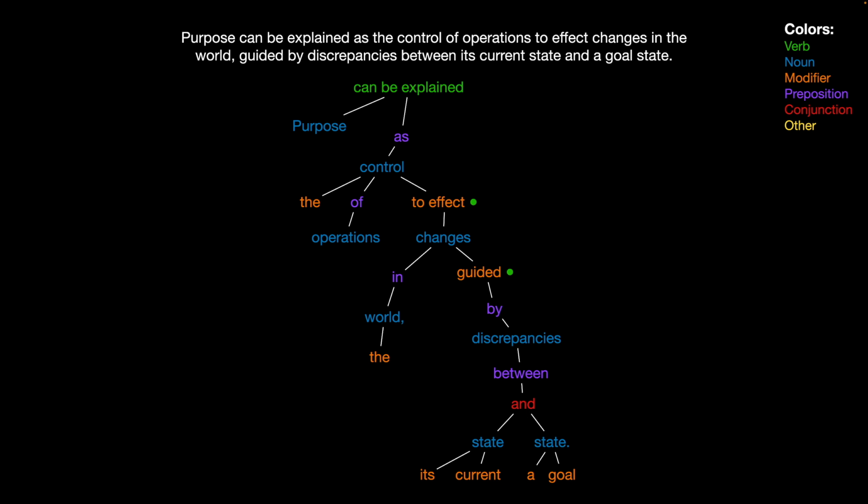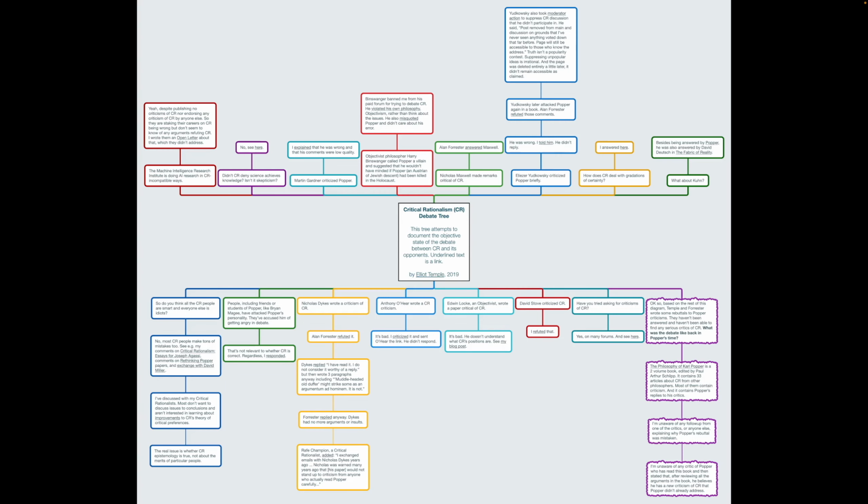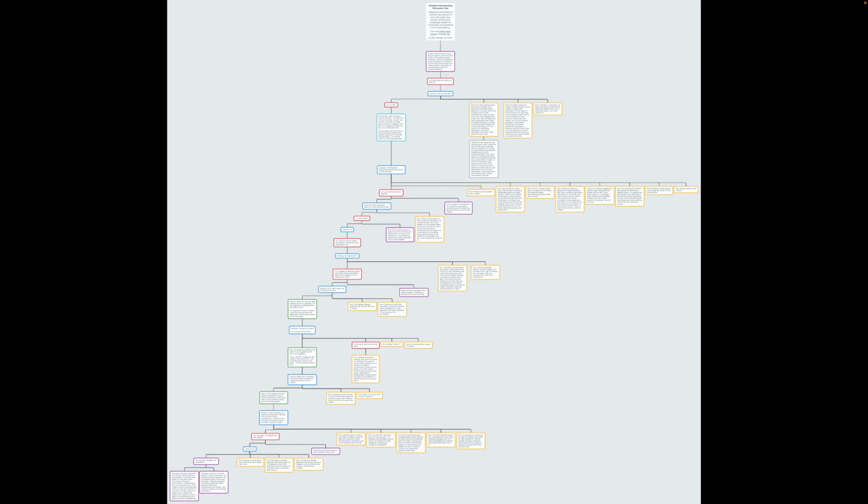Here's another grammar tree. These are useful because understanding what you read is really, really important to being a good philosopher or thinker or debater. This one is the state of the debate for critical rationalism. It covers a bunch of different critics and then has responses to them. This one was a critique of someone's comments in a discussion. It has a kind of interesting structure.